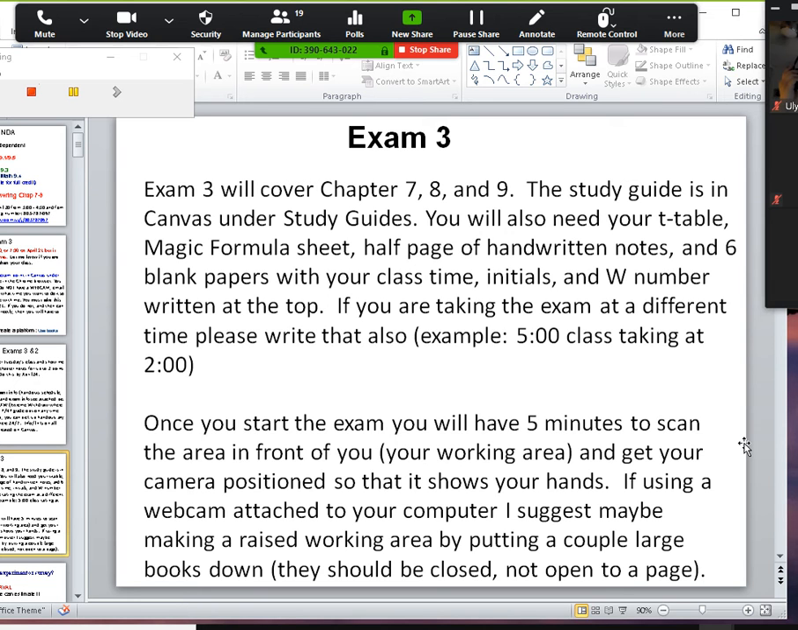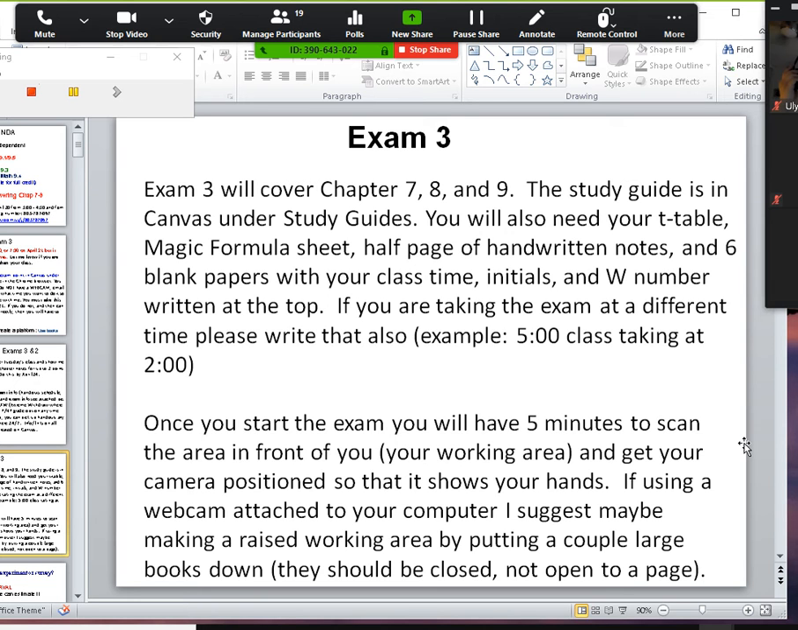Once you start the exam, you will have 5 minutes to scan the area in front of you, your working area, and get your camera position so that it shows your hands. If using a webcam attached to your computer, I suggest maybe making a raised working area by putting a couple large books down. It should be closed, not open to a page.